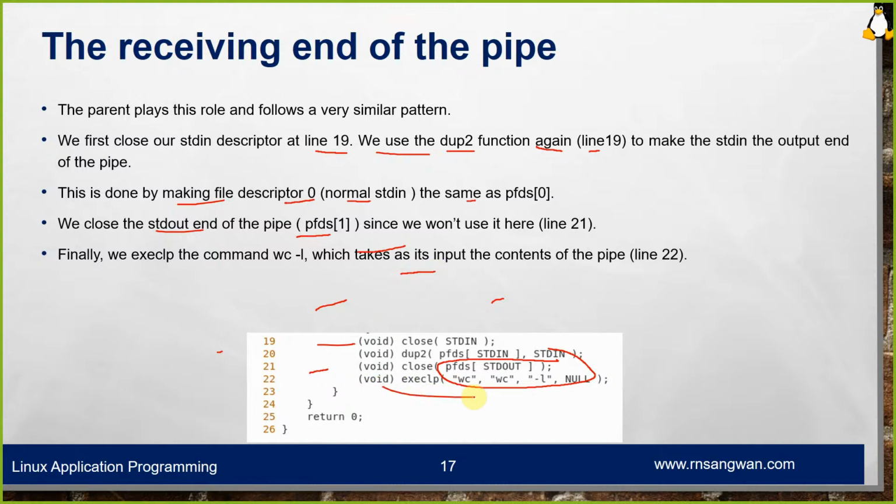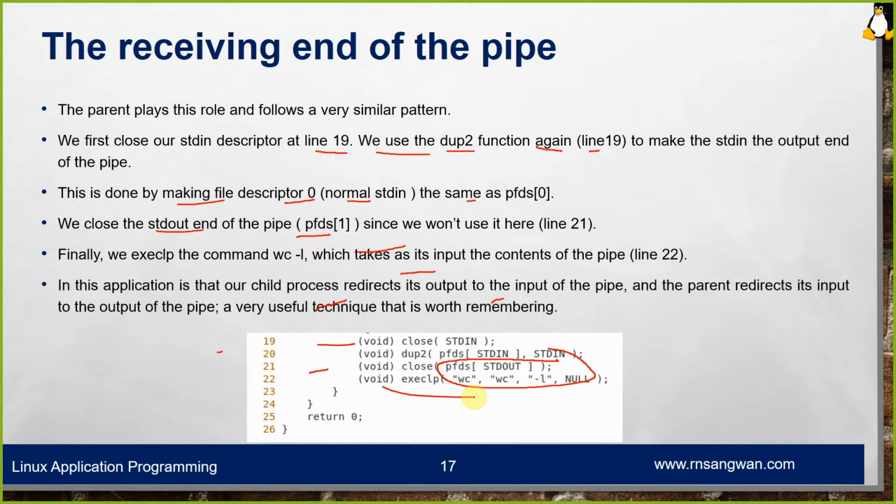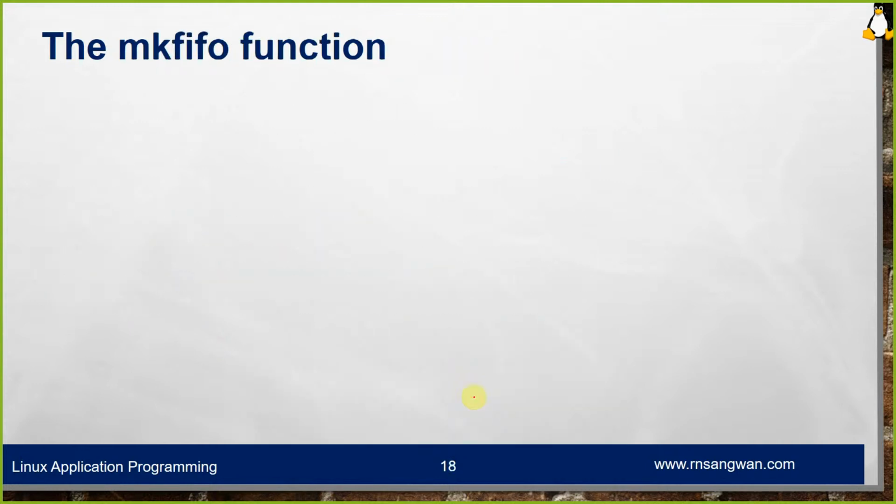So what we have done in these 3 slides, we have implemented the command discussed in the first slide, ls -l piped to wc -l. We implemented the same thing using a pipe through our program. That means we have gone inside the program, and understood how it actually works. In this application our child process redirects its output to the input of the pipe, and the parent redirects its input to the output of the pipe. Very useful technique that's worth remembering here.